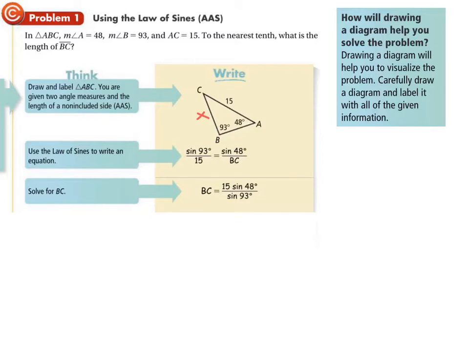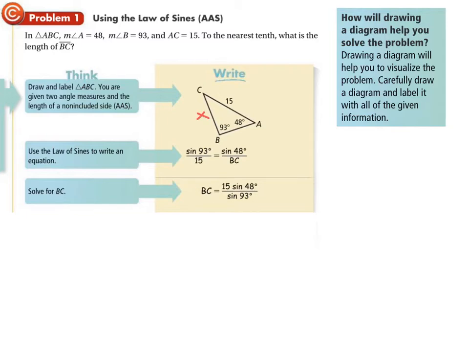But essentially, you can see what's going on here is multiply this side by 15, so you get 15 sine of 48, right? You can multiply that side by BC, so it would be BC sine of 93 equals 15 sine of 48, and then divide both sides by sine of 93 to get that BC by itself.